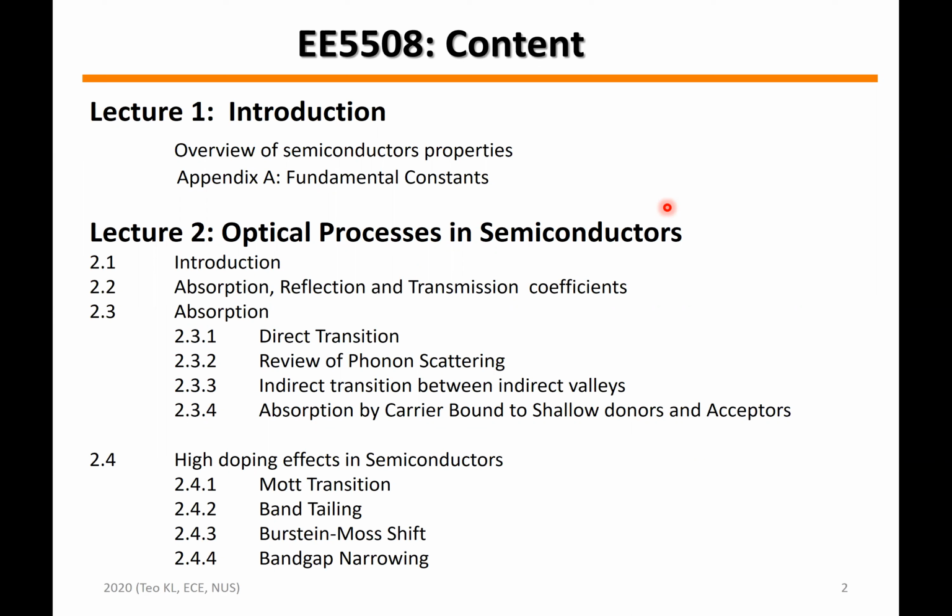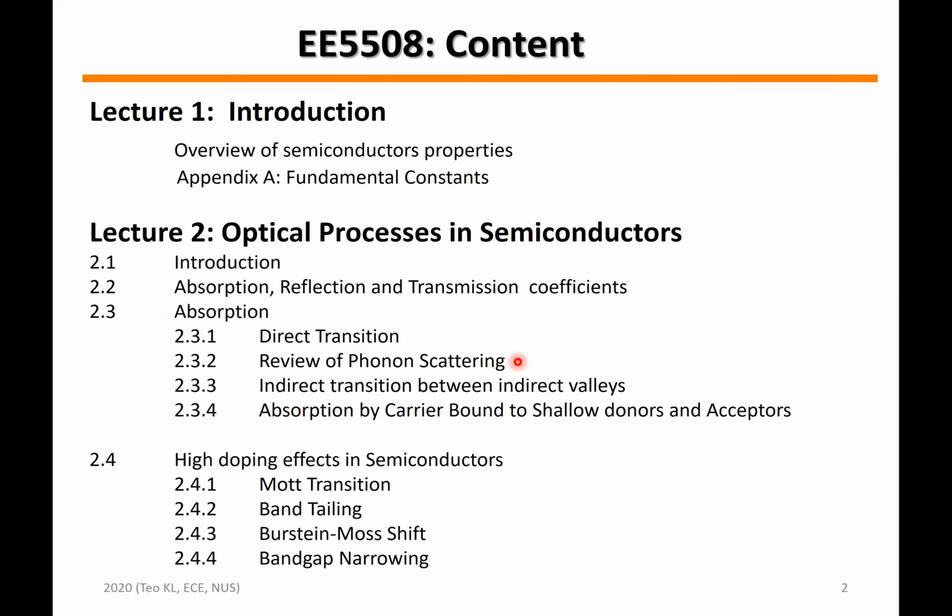First, we will give an introduction. Then, we'll discuss the absorption, reflection, and transmission coefficient. For the absorption, we'll discuss the process whereby electron absorbed photon energy and make a transition from the valence band to the conduction band in direct bandgap semiconductors such as gallium arsenide. This is known as the direct transition.